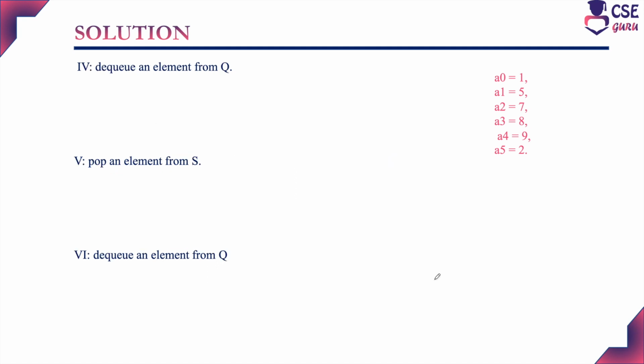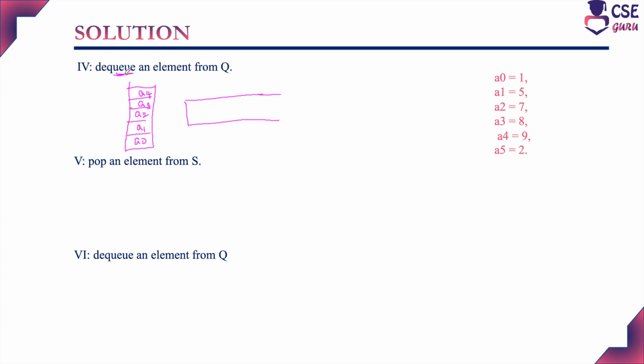Fourth operation: dequeue an element from the queue. The stack will be as it is, that is A0, A1 up to A4, because A5 we have already popped. And for Q, dequeue an element, that is deleting an element from the queue.